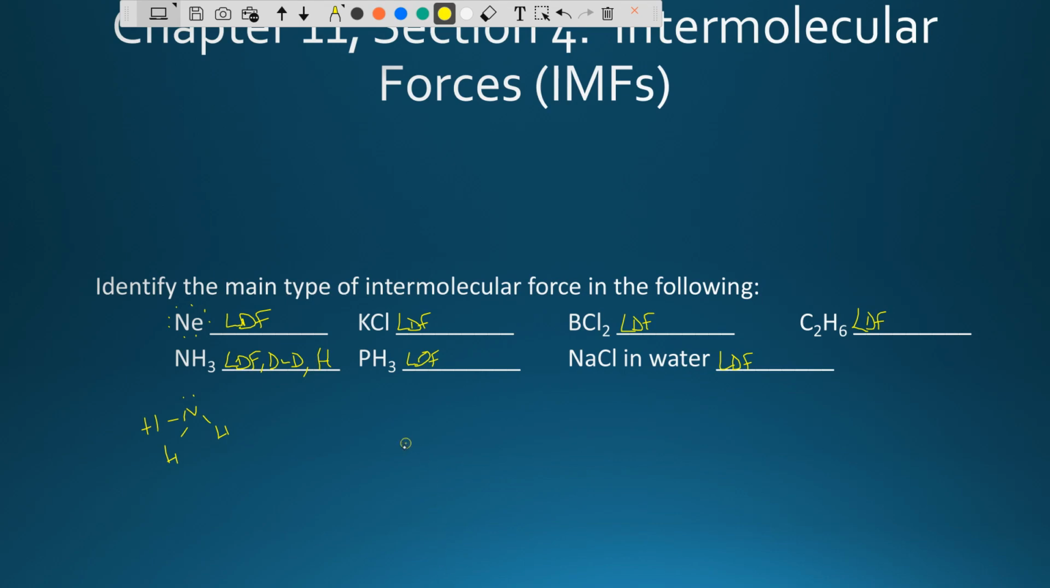Now let's take a look at potassium chloride. If I was going to draw this one out, here's my potassium and here's my chlorine. We've got my LDF in there. Is this thing polar? Yes. And so this is going to be a dipole-dipole. Does this involve hydrogen? No.